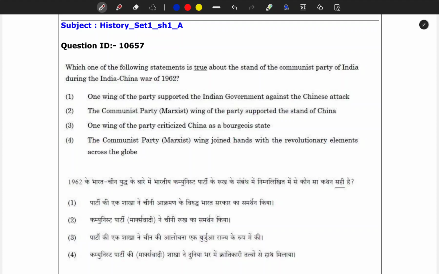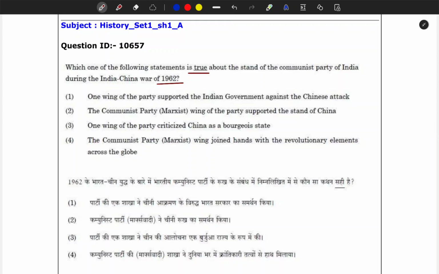Okay, so here you see that this question says: which of the following statements is true about the stand of the Communist Party of India during the India-China War of 1962. Two things are important whenever you are reading a question. First is whether it asks for the true or the incorrect statement. On that terminology you have to focus. That is the basic thing.